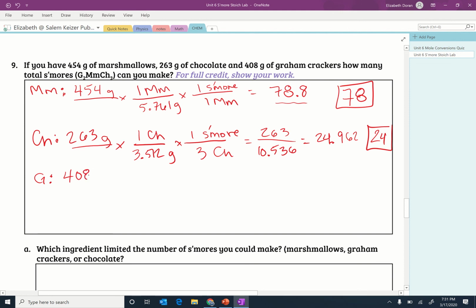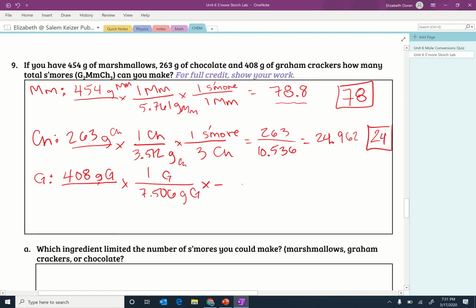So we start with 408 grams of graham cracker. I should be a little bit more explicit here, and this is graham cracker, this is grams of chocolate, this is grams of marshmallow. I'm just kind of being lazy with that. Okay, every 1 graham cracker has a mass of 7.506 on average. And again, your numbers, you averaged them in the lab. Yours will be similar to this, but not exactly the same.